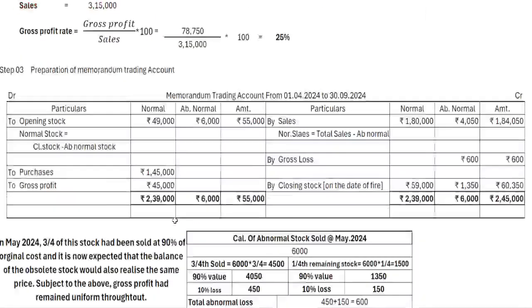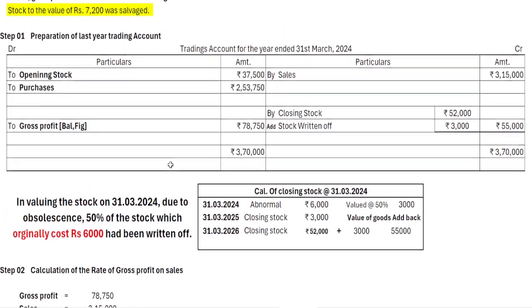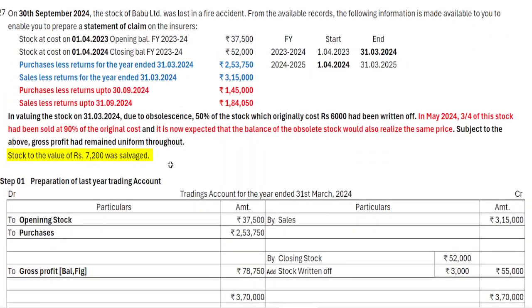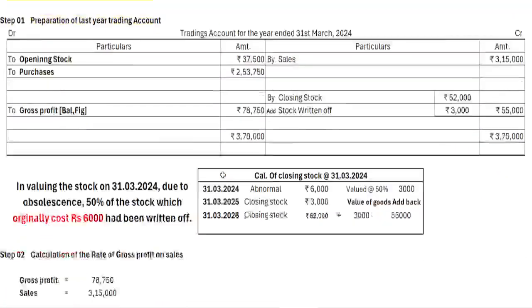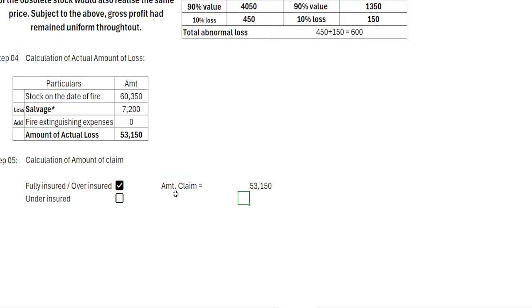Which is 53,150. Next, before calculating the amount of claim, we have to know what the policy amount is, what is the worth of insurance purchased. There is no such information regarding the insurance policy amount. So, assuming it is fully insured, then the amount of claim is equal to actual loss. Thank you.